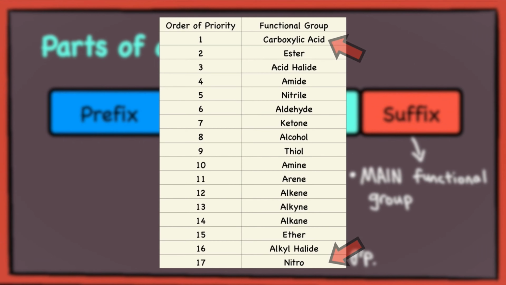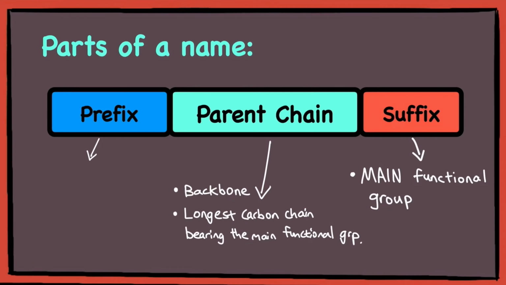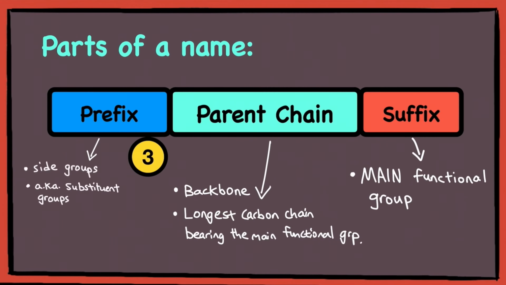Thus, when an organic compound has both a carboxylic acid functional group and an alkene functional group, for example, we will choose the carboxylic acid functional group as our suffix because it has a higher priority or higher rank than the alkene functional group. Step 3. Add on the prefix. The prefix denotes the side groups sticking out of the parent chain or backbone, which are also known as substituent groups.